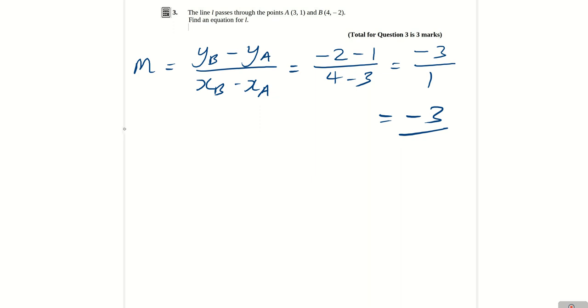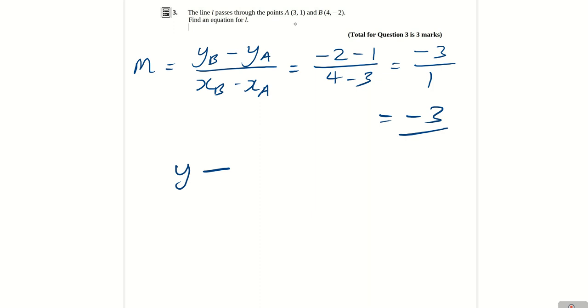Now what we need to do now is we choose either one of the points, either point A or point B, it doesn't matter. And there are different ways to do it. Some people would use the x and y values from one of the points in the equation y equals mx plus c, and because we know what m is, you can then find the value of c. That's fine. I tend to do it using the method of y minus the coordinates of one of them.